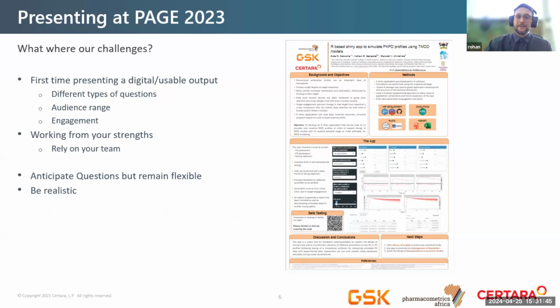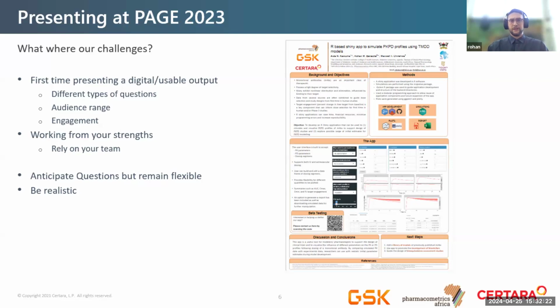So we made the app, and now we have to report it in some way. We were fortunate enough to be able to present it at PAGE last year. And what were our challenges in this context? Well, for me, it was the very first time that I was presenting something that was in a digital format and also in a usable format, in the sense that I wasn't simply reporting the outputs of intellectual work that I did, but it was also something that the audience could engage with in different ways.